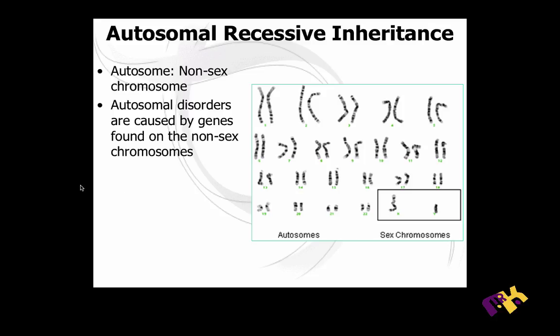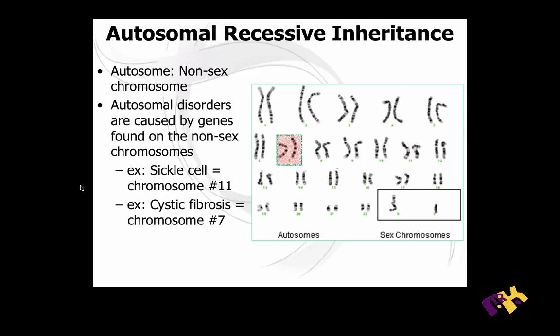This is going to be caused by alleles that are found on those non-sex chromosomes. In order to be afflicted, or have the disorder, the disease, or the trait, both chromosomes that make up your genome will have to have the recessive allele. So just like to have a white flowering plant, you had to have little p. Same thing here.